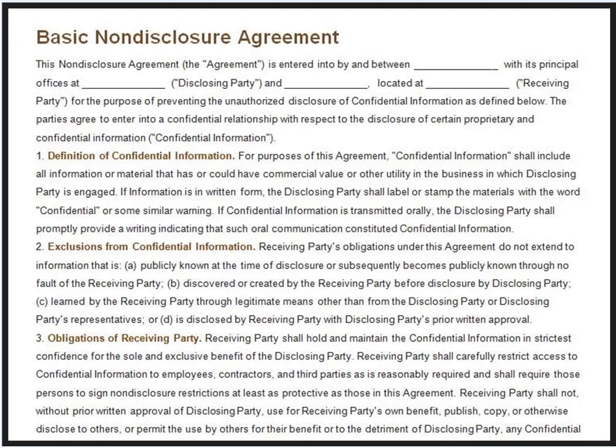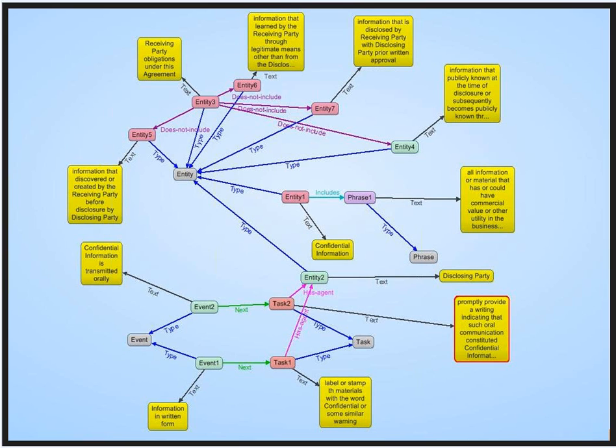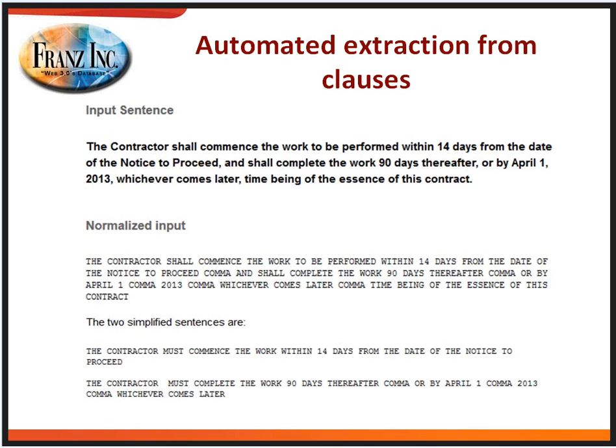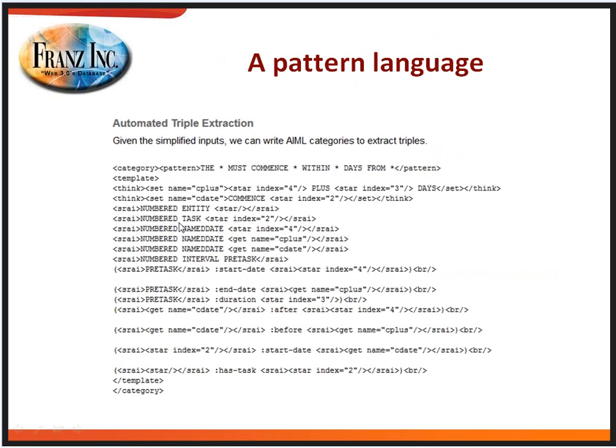So we take a basic non-disclosure agreement. So this is the text. And when our technology is done, we've turned this entire non-disclosure into a set of triples. And we use this. We start with an input sentence. That's just natural language. We normalize it, turn it into smaller sentences, then apply a pattern language that's built in XML that covers, say, something. These something must commence something within something days from something.